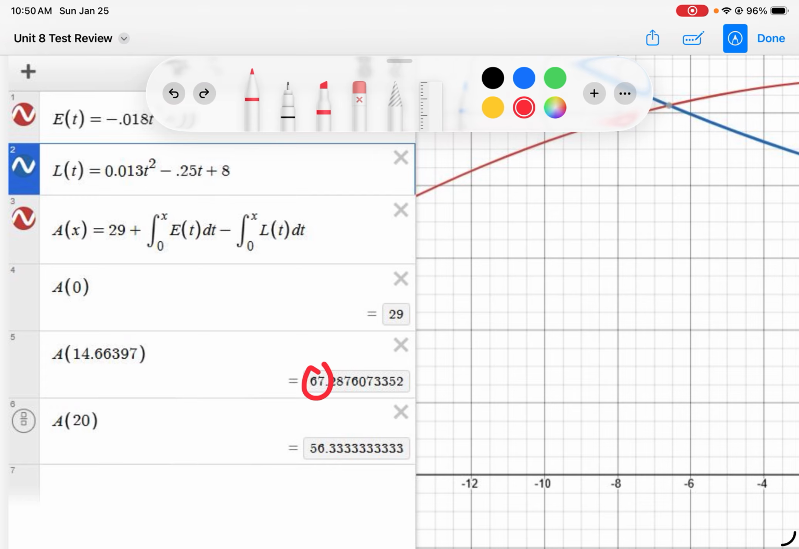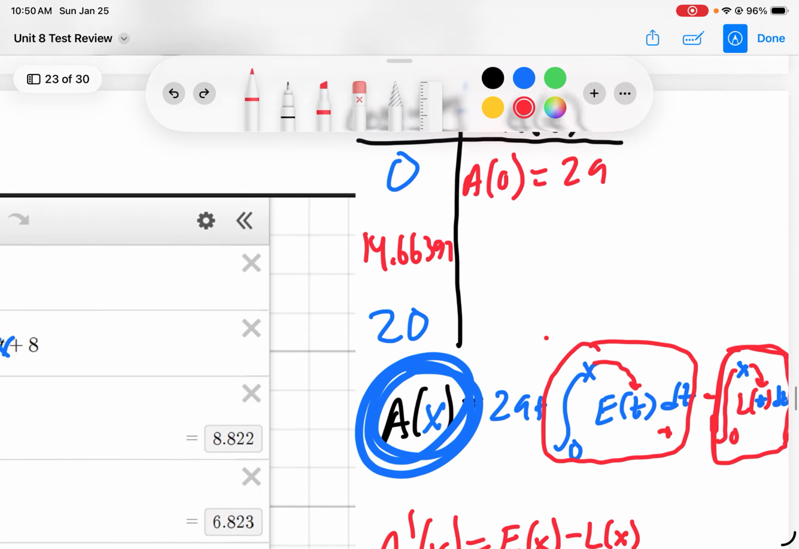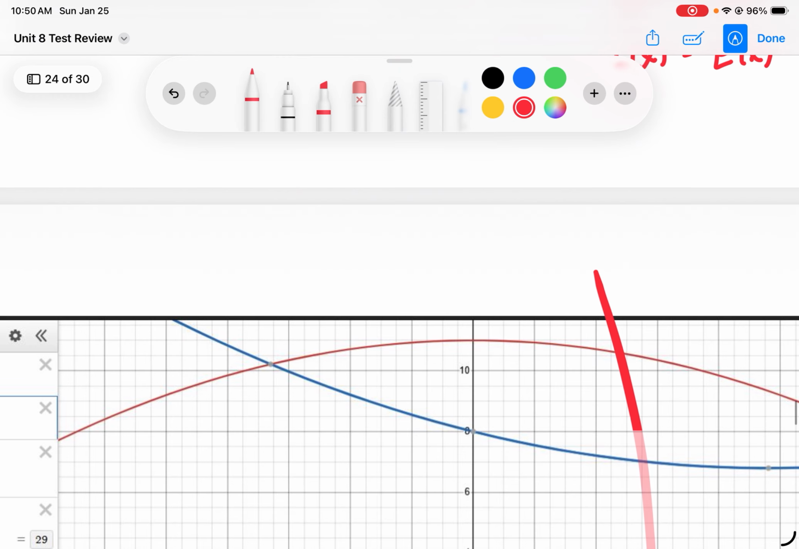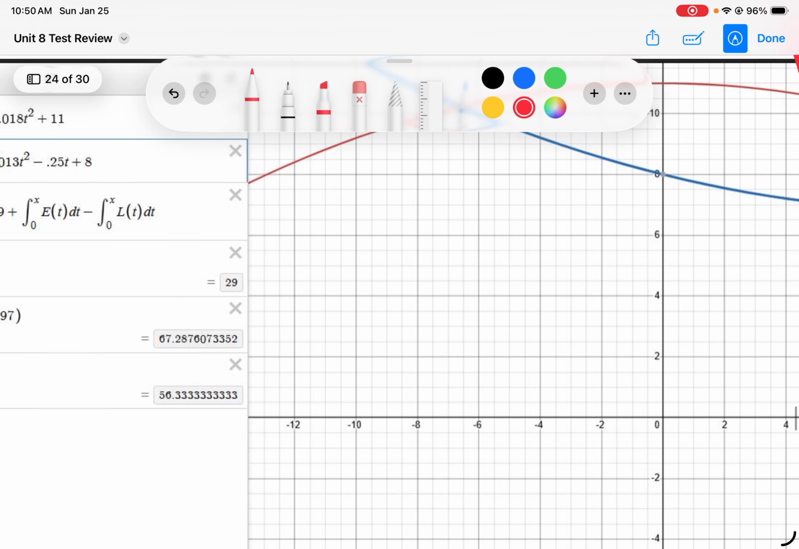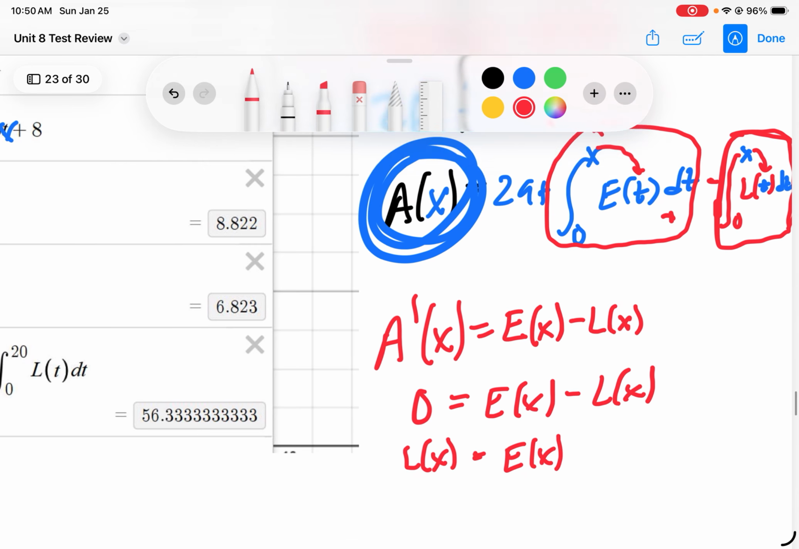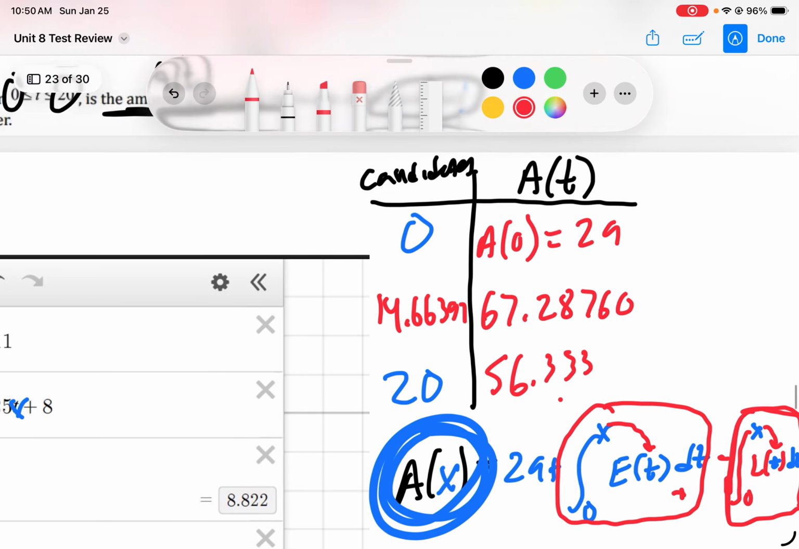What a day. What a great problem. 67.2876. I think it was a 0. And then at 20, time 20, 56.333. I think we're going to round to the nearest whole number, right?